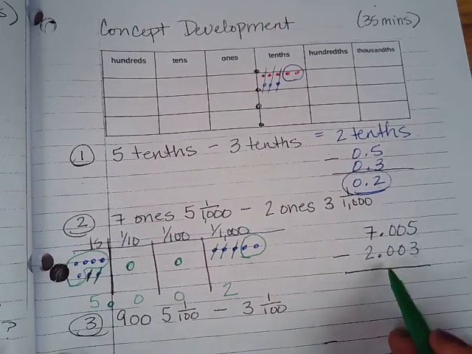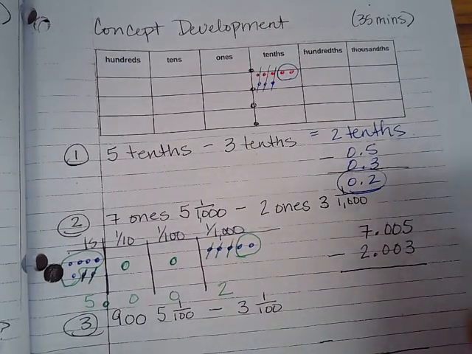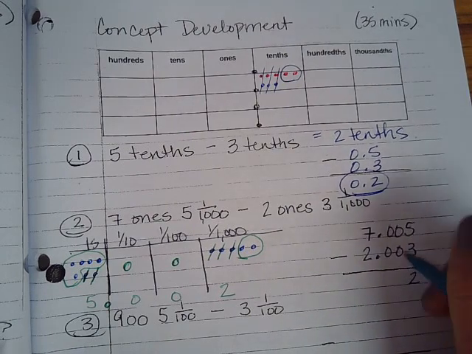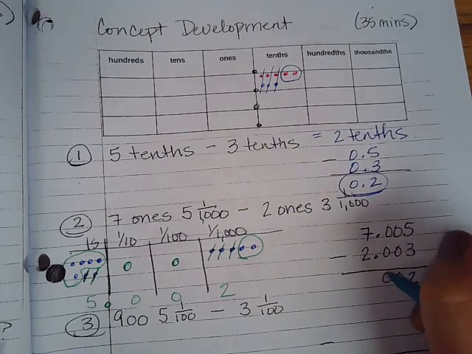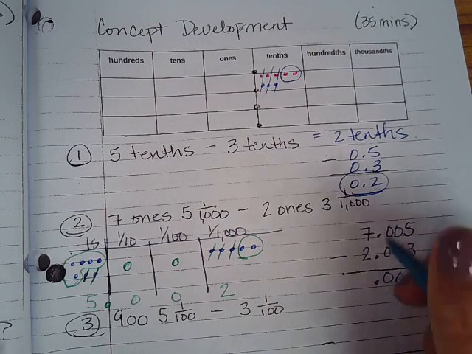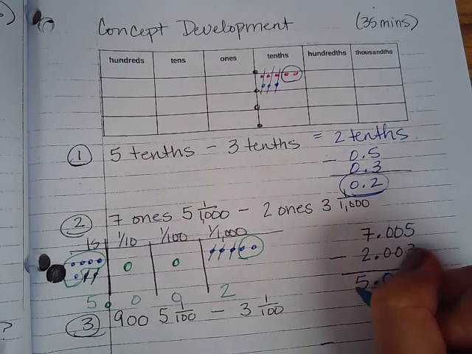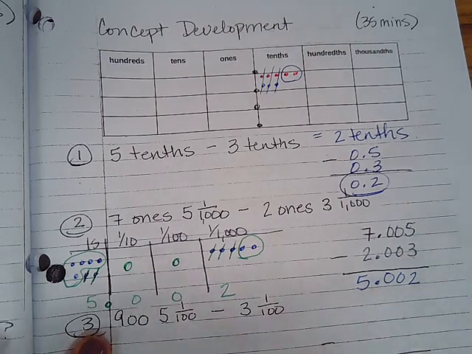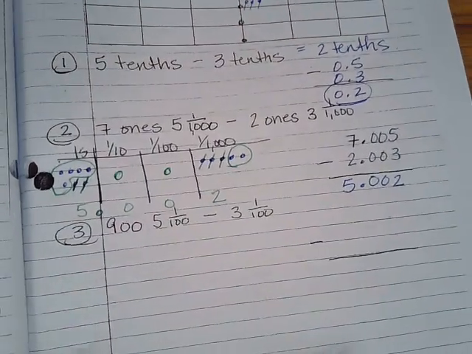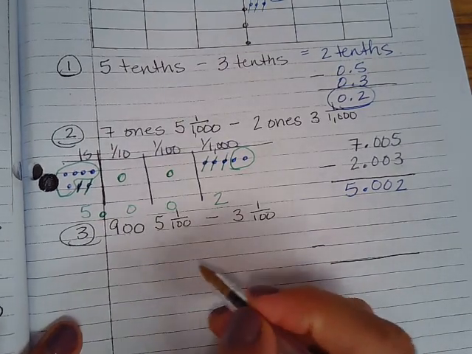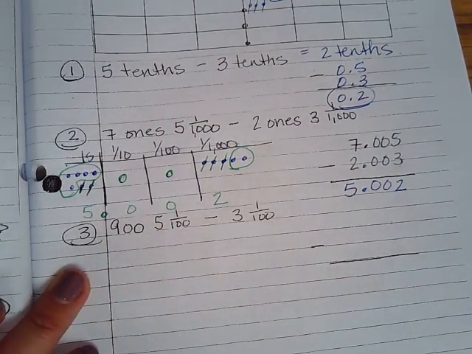Now I can come over here and check my work. 5, if I'm going to take 3 away from 5, I end up with 2. 0 subtract 0, 0 subtract 0. 2 subtract, I'm going to take 2 away from 7 and I end up with 5. Do my numbers match? Yes, they do. So I'm good to go. Next, let's do that same exercise on problem 3.